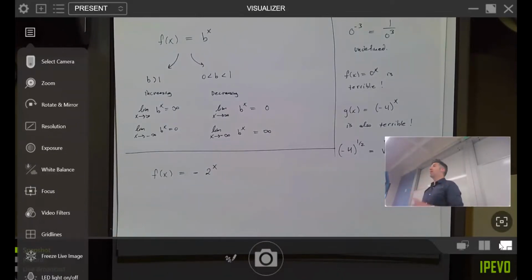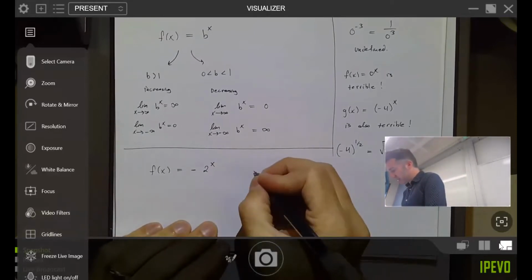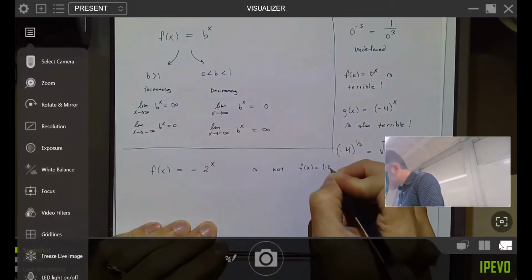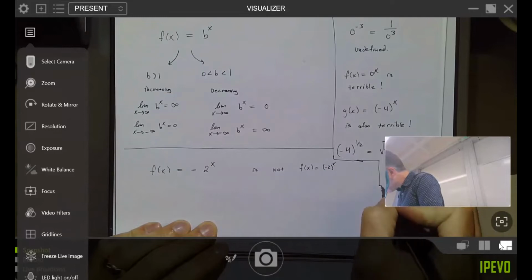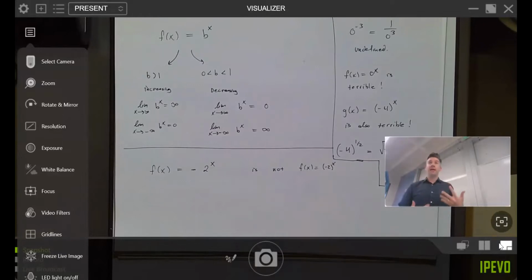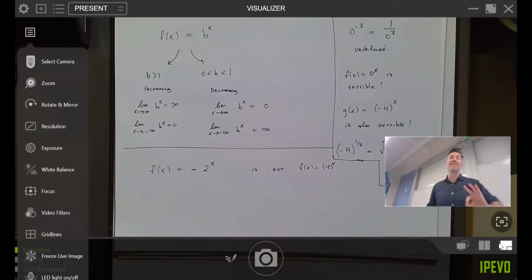So I should ask, in this function, what's my base? Is it 2 or is it negative 2? It's actually 2. So the negative, I will say it's not this. If the parentheses were there, then the base would be negative 2. But since the parentheses are not there, we have to remember the order of operations.